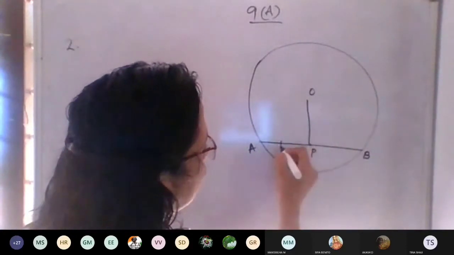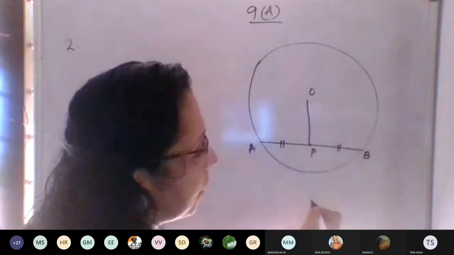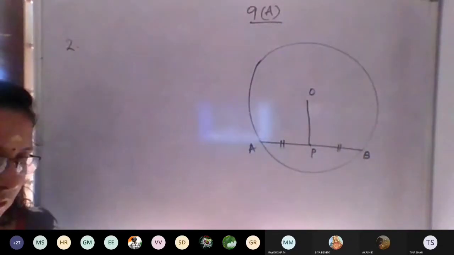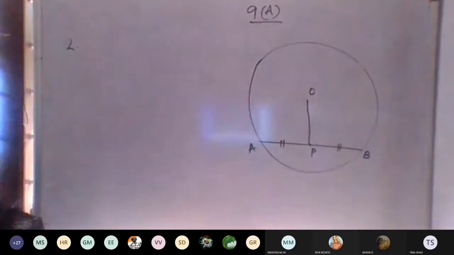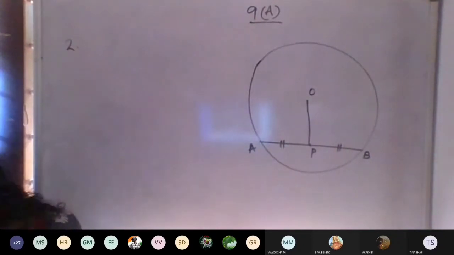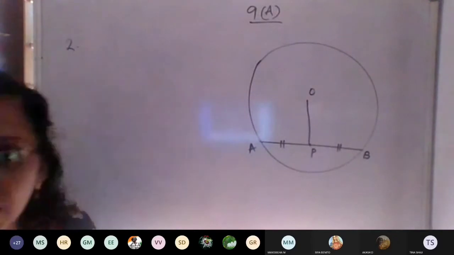Midpoint means AP will be equal to PB. So that is given in the question. We have to find out that OP is perpendicular to AB. So how can we find that OP is perpendicular to AB? Any idea?